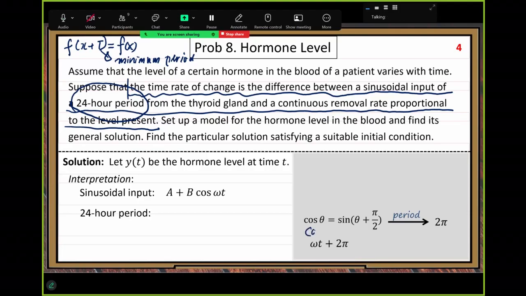Cosine omega t equals cosine of omega t plus 2 pi, right? By the 2 pi period property.